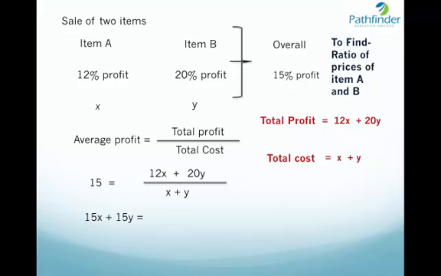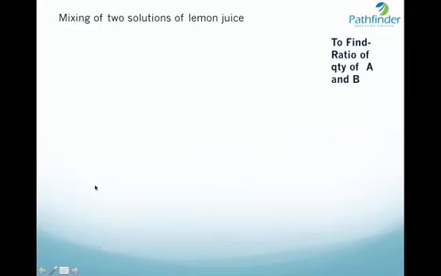On simplifying this, we will get 15x plus 15y is equal to 12x plus 20y. 3x is equal to 5y, or the ratio of x upon y is 5:3. Therefore, the ratio of price of item A and item B is 5:3.